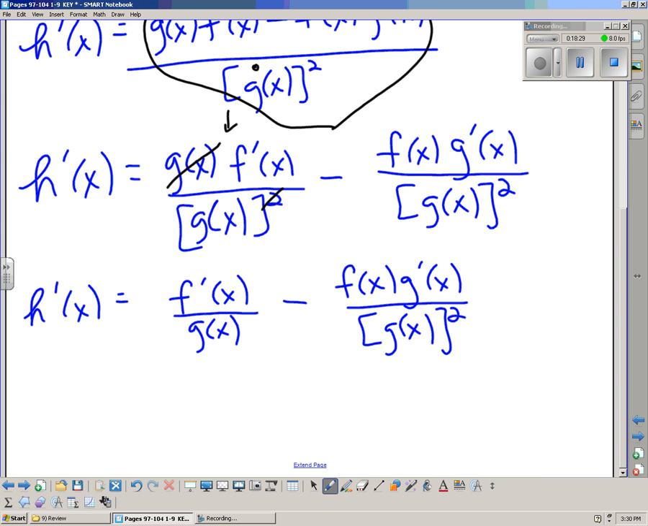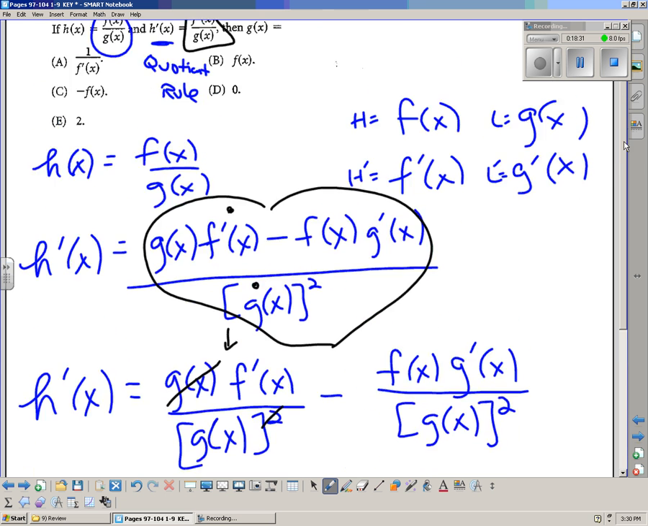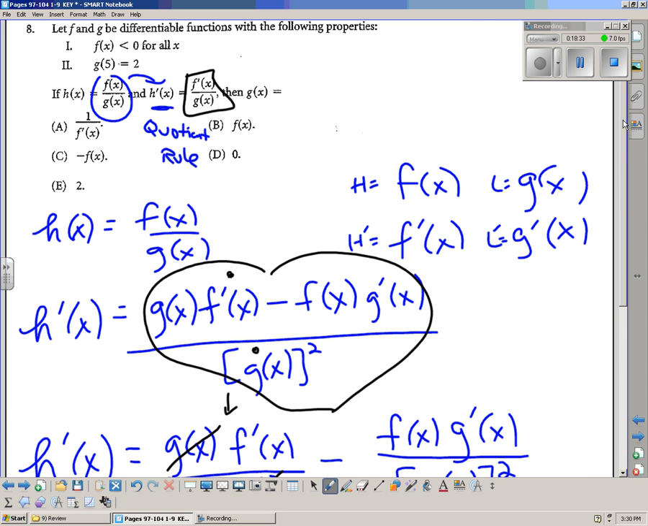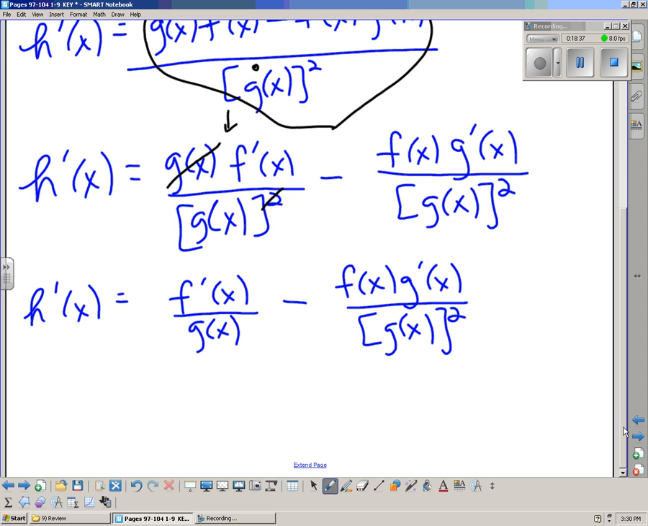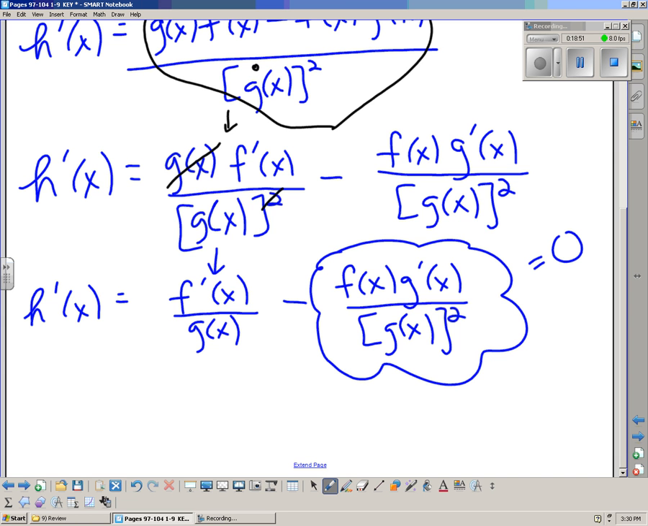But if this is the actual h prime, and they also told me that h prime was just the first term, that means this second term, this blob here, the second term that we get from the quotient rule, has to be 0. Because otherwise, h prime of x would have to be something more than just f prime over g.